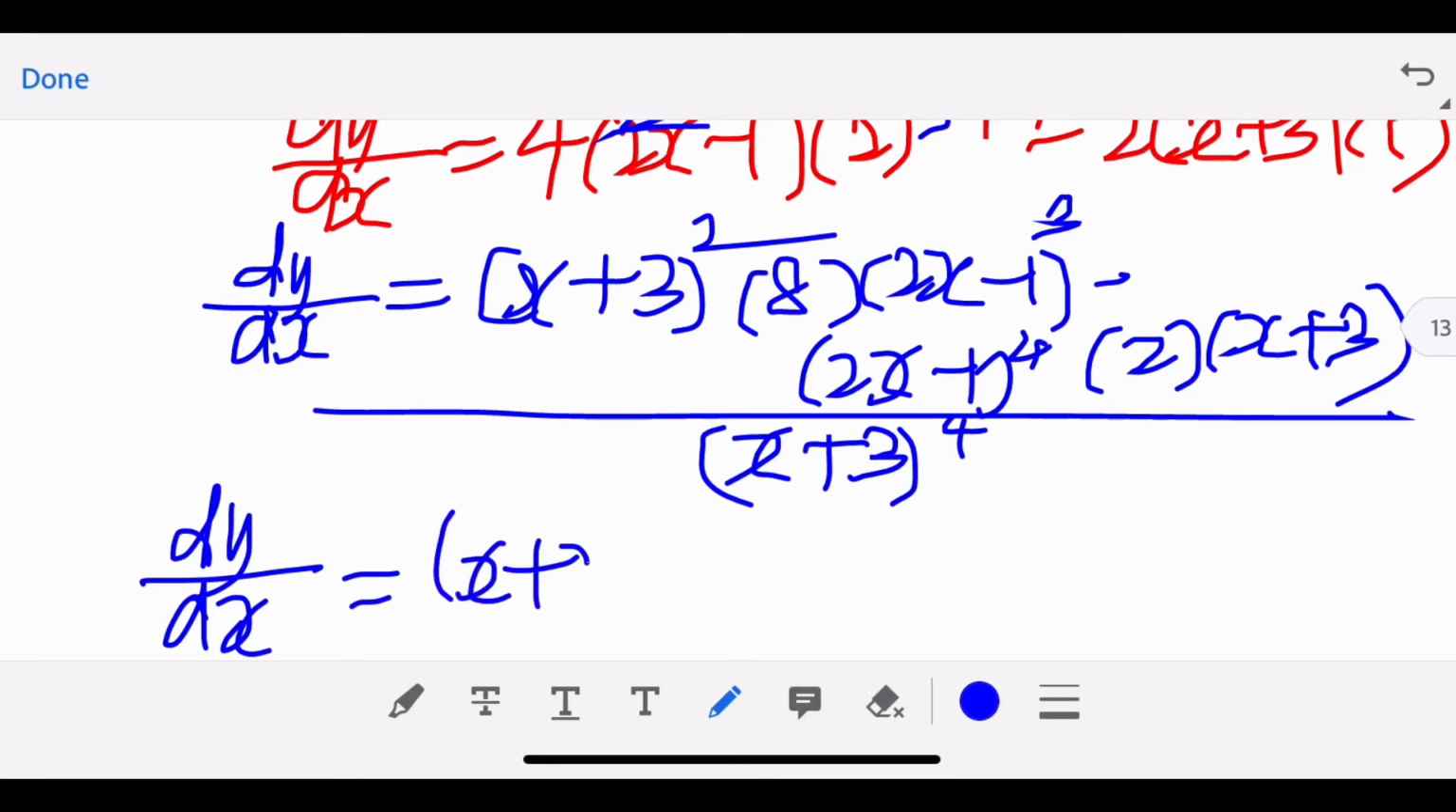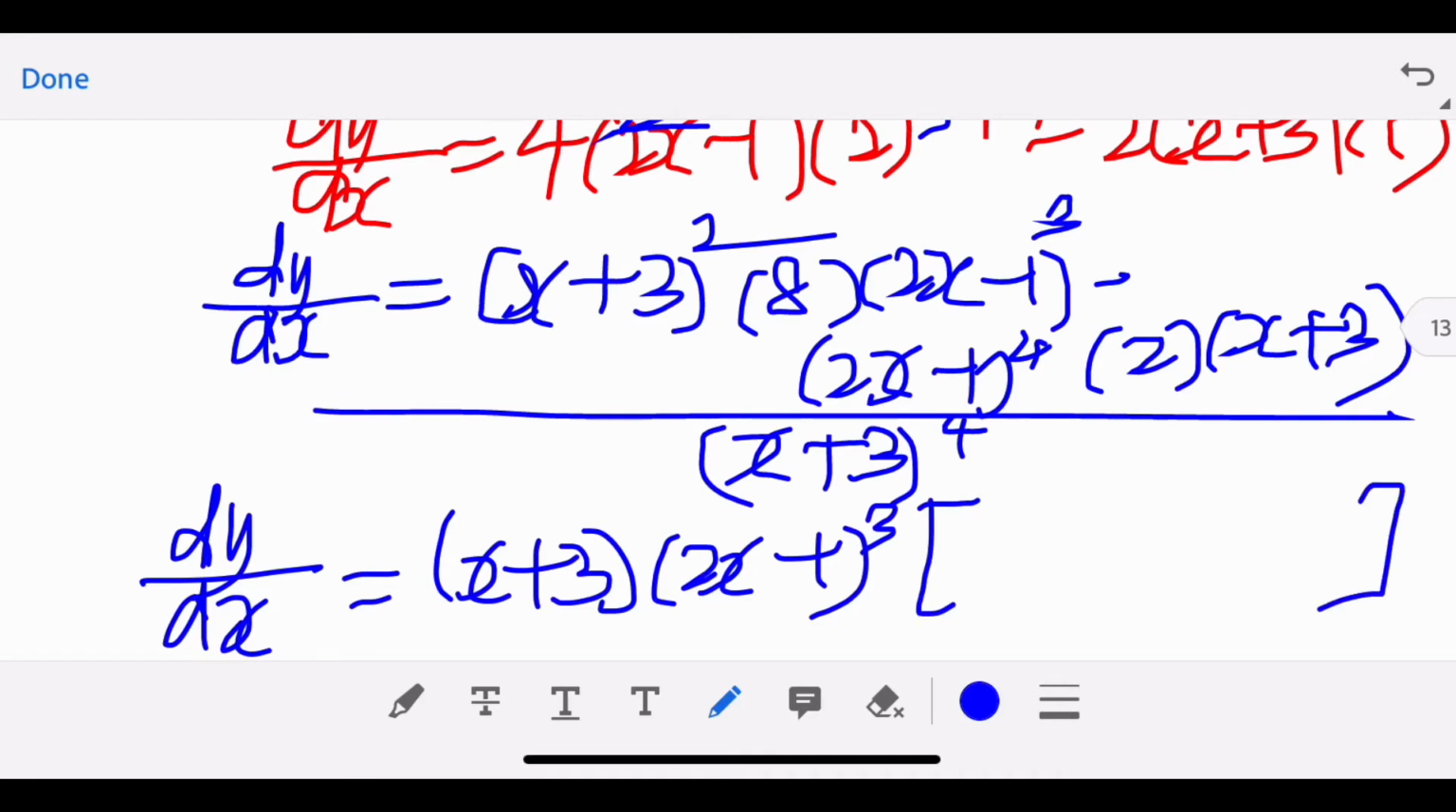So you can actually take out x plus 3, right? x plus 3 you can take out. And then (2x minus 1) you can take out. (2x minus 1) to the power of 3 you can take out, because the lower power is 3 and the highest is 4.